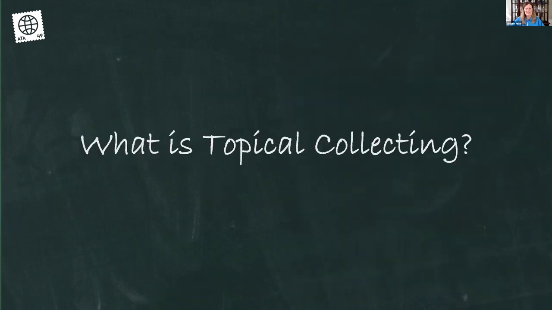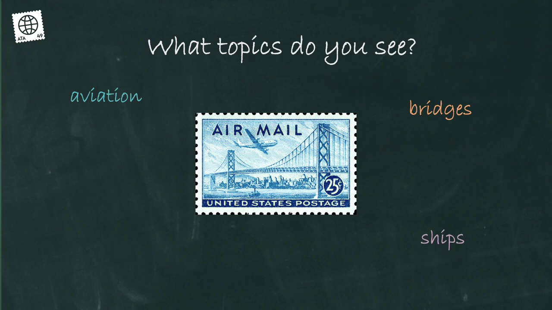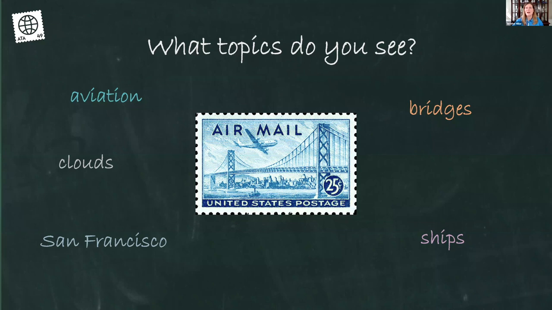First of all, what is topical collecting? Traditional philatelists typically collect stamps and philatelic items based on the country or a time period. Topical collecting is based on the images on the stamp. For example, what topics do you see here? Maybe aviation? Bridges? Ships? San Francisco, clouds, mountains, or cityscapes. Many different topics can be on one single stamp.